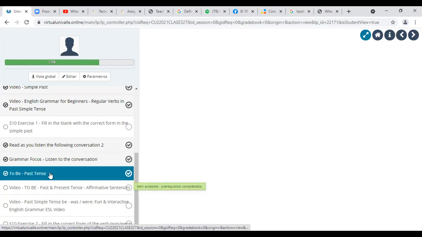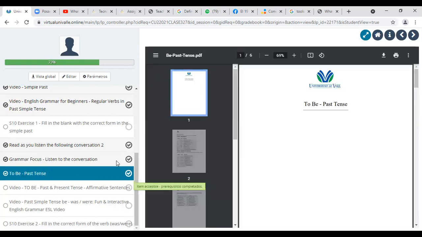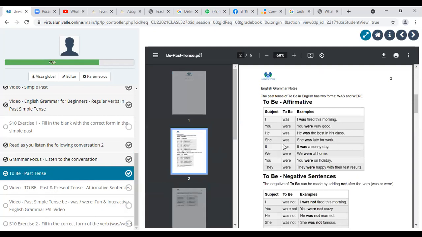The past tense of verb be, in English. We have the affirmative, and for the affirmative, we just need a subject plus verb be, was or were, plus the complement. Example: I was tired this morning. You were very good. He was the best in his class. She was late for work. It was a sunny day. We were at home. You were on holiday. They were happy with their results.